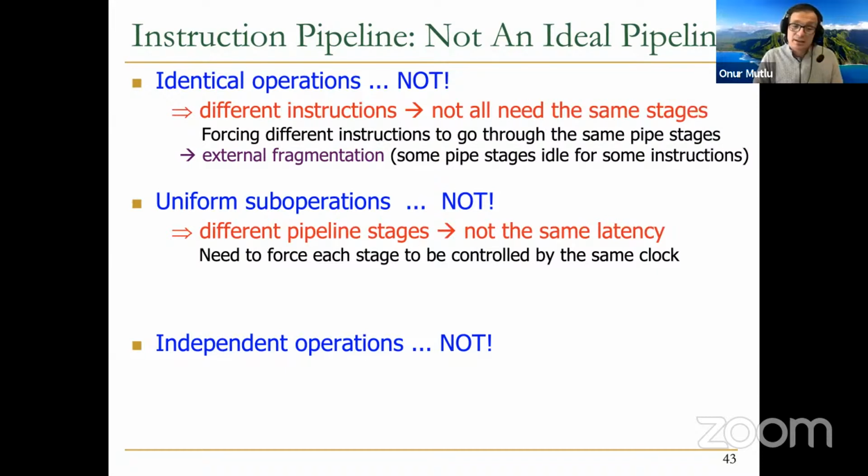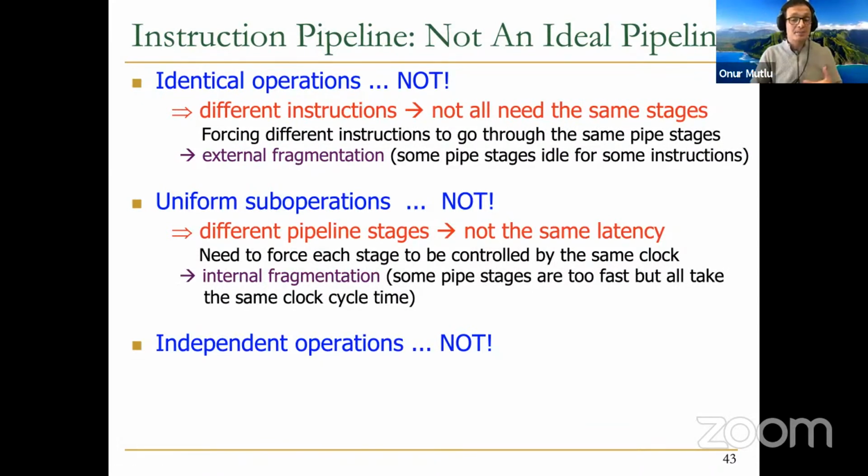But it's not an easy problem. So you need to force each stage to be controlled by the same clock in a synchronous design. And this is called internal fragmentation. Some pipe stages are too fast. Their critical paths are not as long as the longest critical path, meaning the clock cycle time. That's what dictates the clock cycle time. But all are supposed to take the clock cycle time in a synchronous design. As a result, you're internally wasting some part of your clock cycle in some stages. And again, that's inefficiency, right? That's also increasing your latency of instruction processing. Okay, that's potentially decreasing your throughput as well, because you're not balancing your pipeline really well.